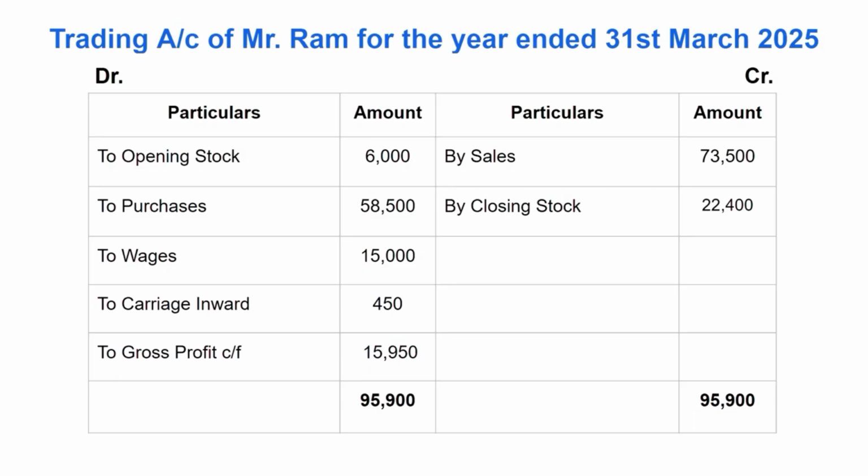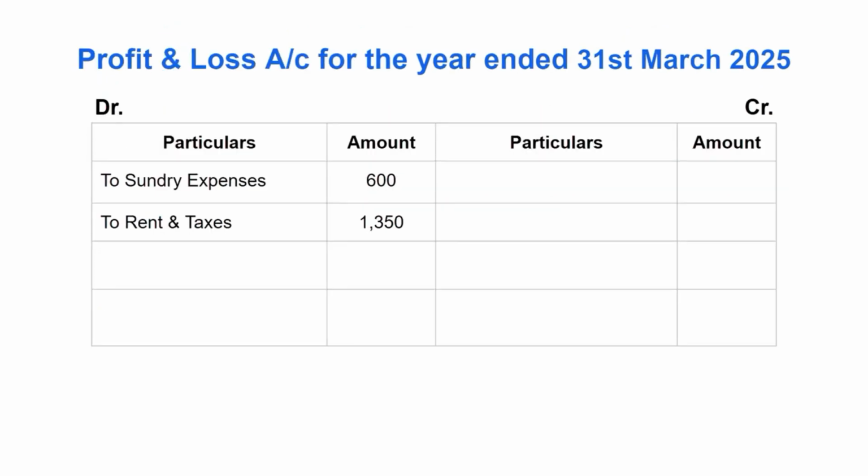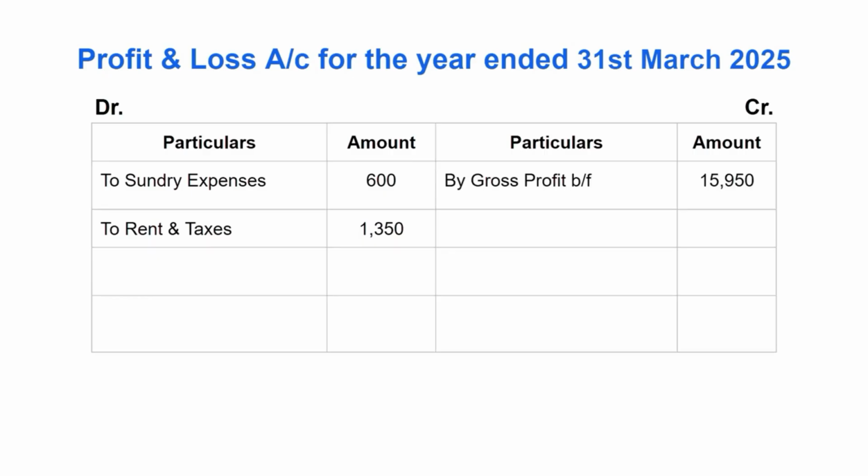If we would get gross loss, we would record it on the credit side by gross loss. But here we got gross profit, so we record it on the debit side, to gross profit carried forward 15,950. And this gross profit carried forward, we record it in profit and loss account credit side by gross profit brought forward 15,950. Let's see how we'll record it. This is profit and loss account, and we will record gross profit brought forward on the credit side, by gross profit brought forward 15,950. Now let's close the accounts.